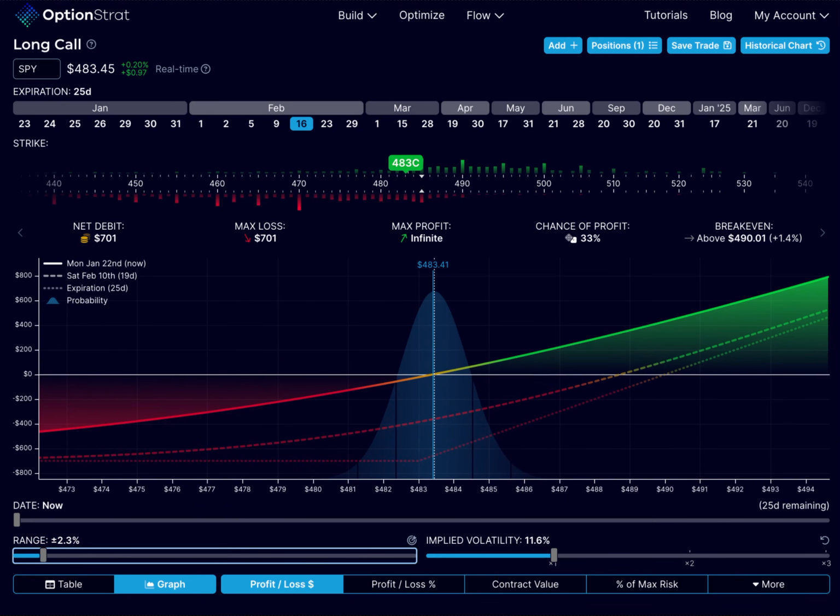I should also note here that all of the pricing and modeling here updates in real time in the paid version. If you have the free version, there's going to be about a 15-minute delay in pricing.